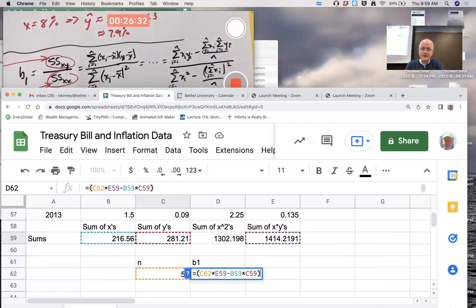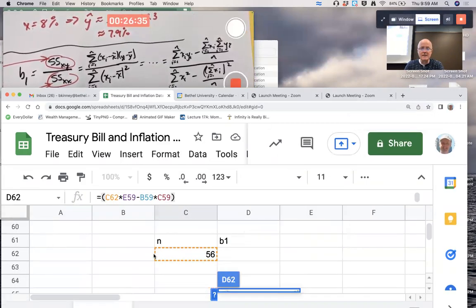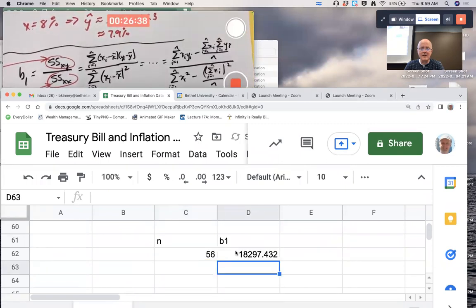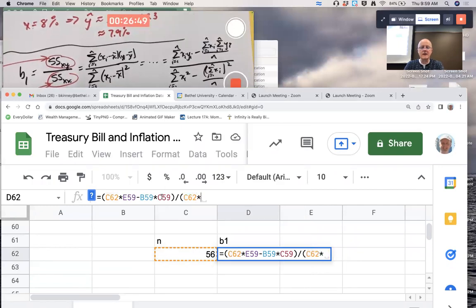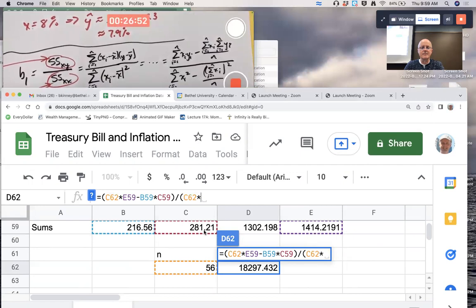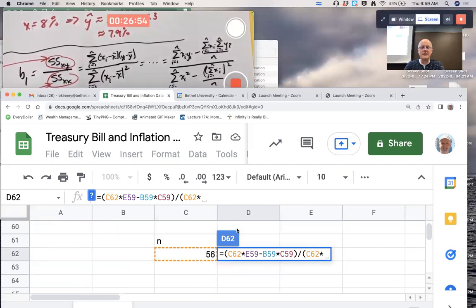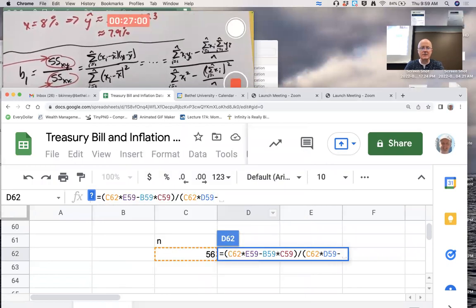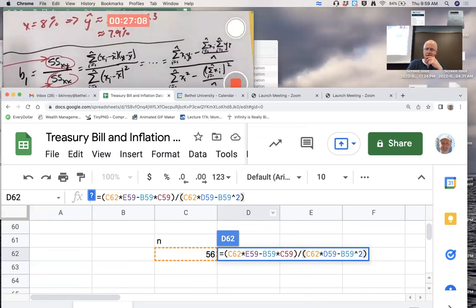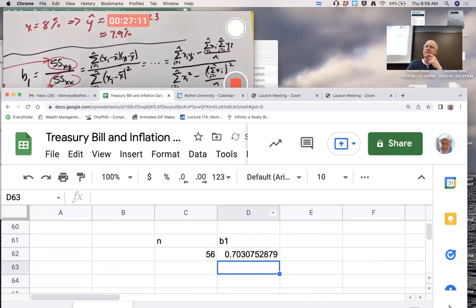Is that big enough to see? Probably not. Pulling back here. Let me redo that. Okay. Divided by n, C62, times the sum of the x squareds. That's in D59. Minus the sum of the x's, which was in B59, squared. So this should be 0.703. Yes.